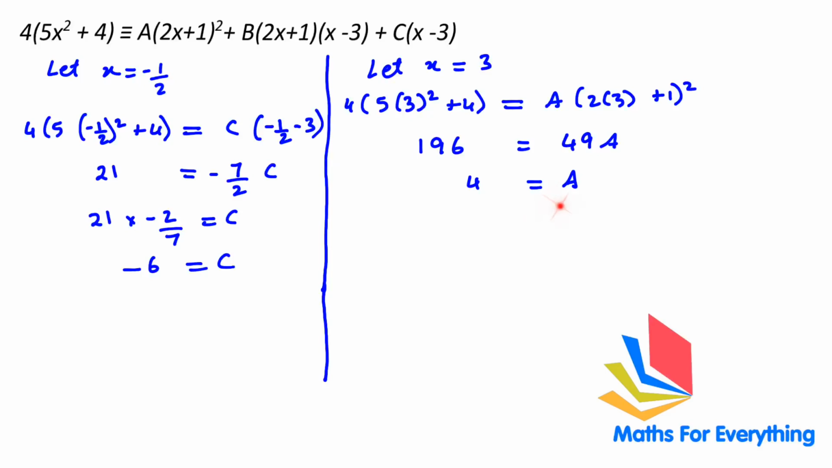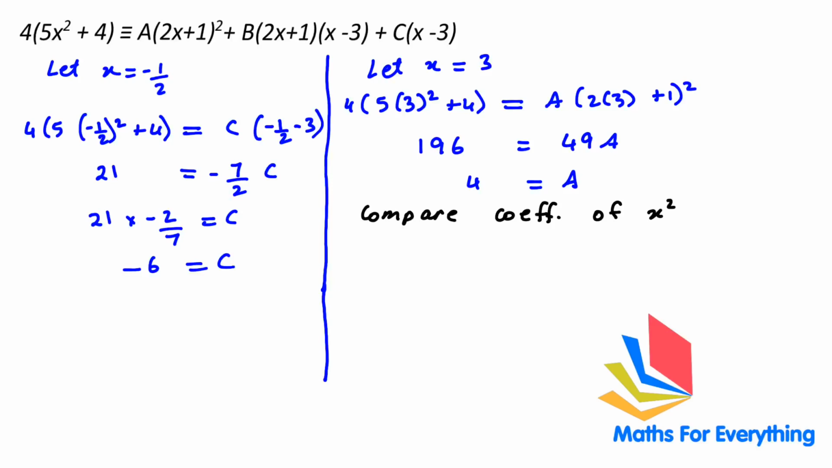We have found A and C, and we need to find B. We have already used the numbers. So in this case, we can compare coefficient. What is the highest power? X squared. So let's compare the coefficient of x squared.